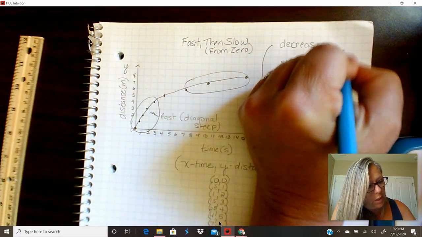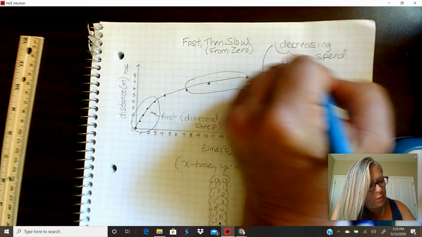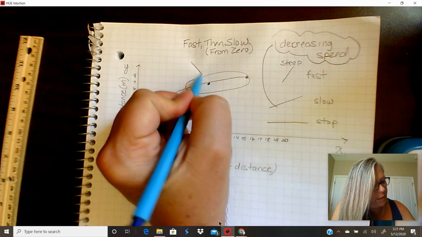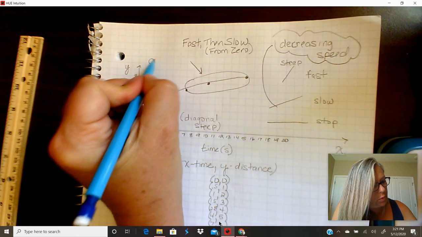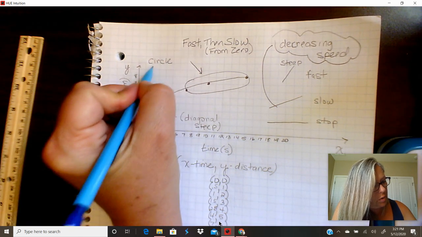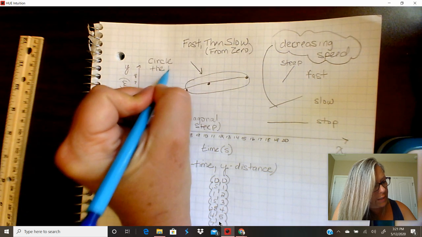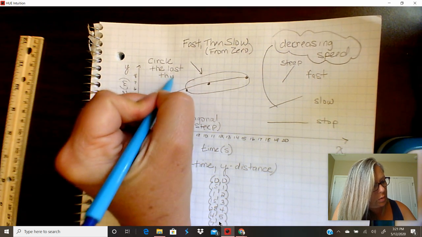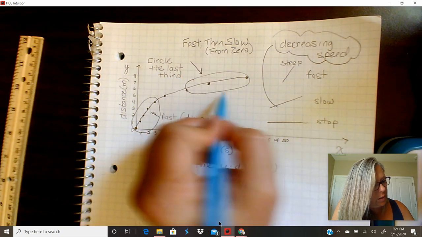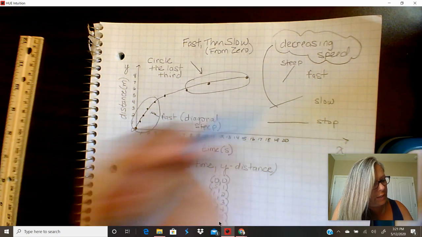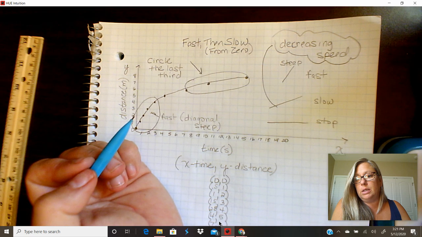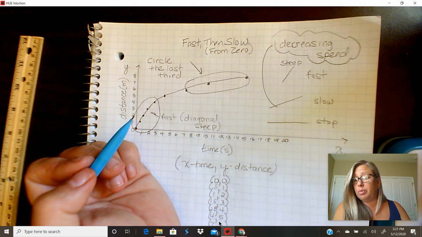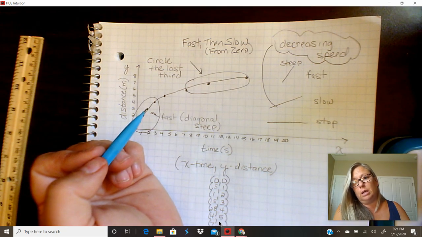Remember, the trick to anytime you have to identify whether your speed is increasing or decreasing is to simply circle the last third, and then decide if you have a steeper or a flatter slope at the end. And if it's flatter at the end, you know you're slowing down. And if it's steeper at the end, then you know the graph is speeding up.